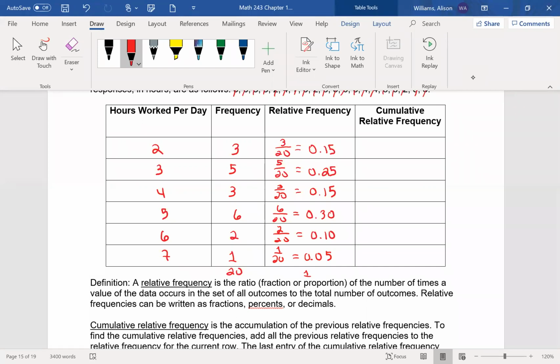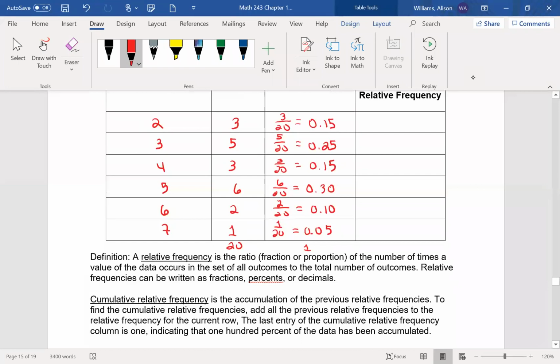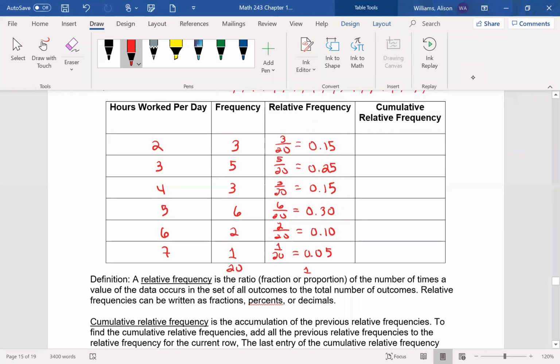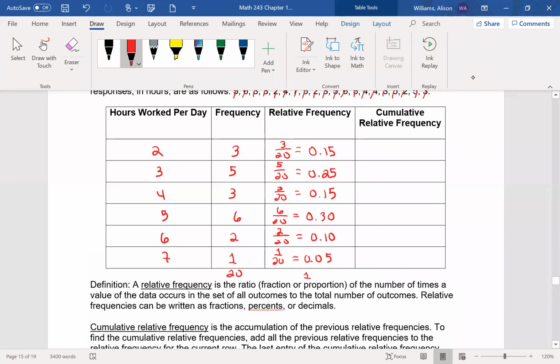Cumulative relative frequency, this is the accumulation of the previous relative frequencies. To find the cumulative relative frequency, add up all the previous relative frequencies to the relative frequency for the current row. The last entry of the cumulative relative frequency column is 1, indicating 100%. So it's like constantly taking the previous data and including it.